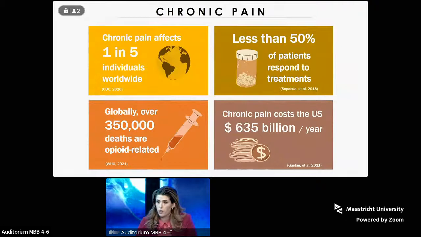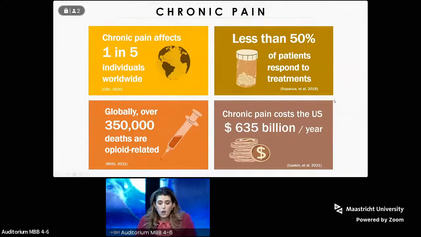I'm sure all of you are aware of the opioid epidemic. And importantly, opioid-related addiction, as well as respiratory depression, caused 350,000 deaths globally and are responsible for 70% of all drug-related deaths. Additionally, it's also a huge economic burden, costing the US alone up to $635 billion every year. So collectively, chronic pain is an urgent problem to solve. So how do we solve this?